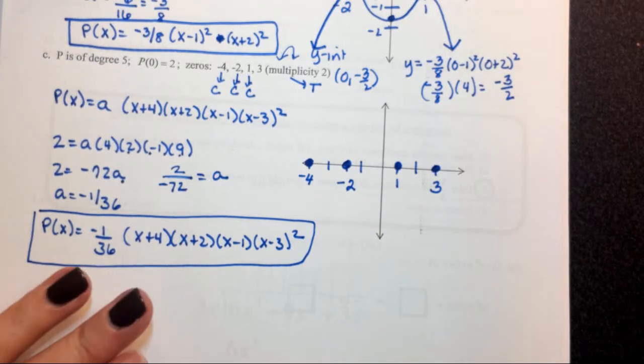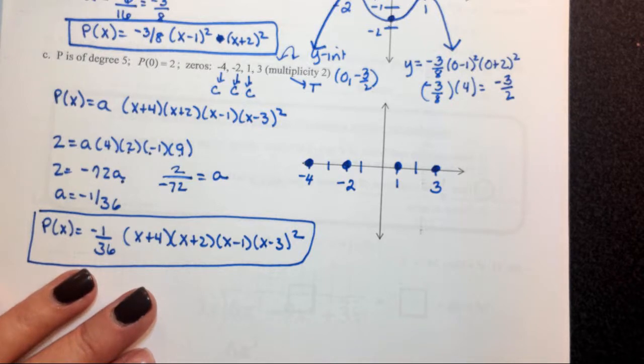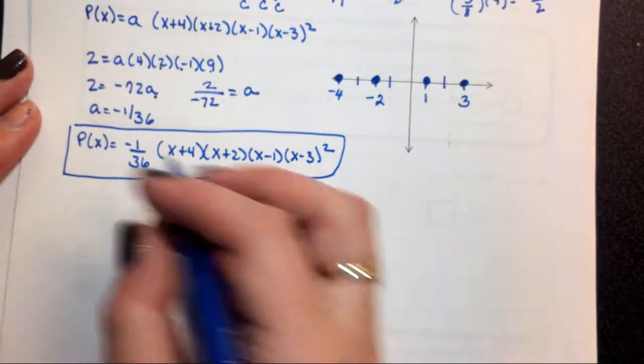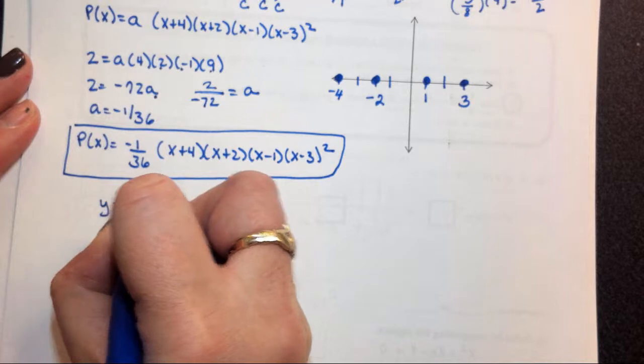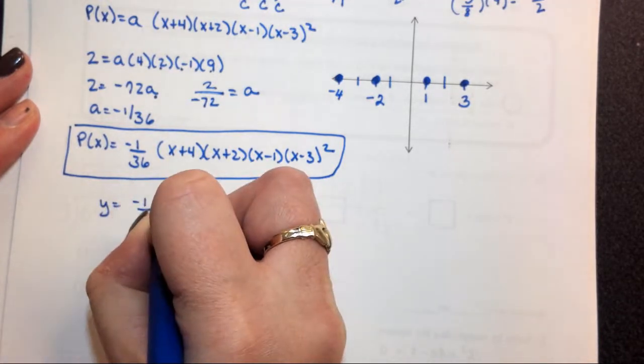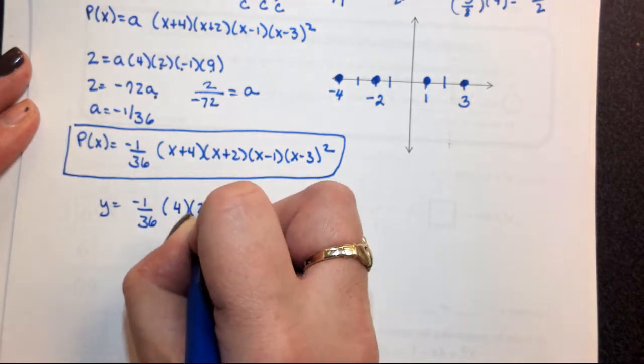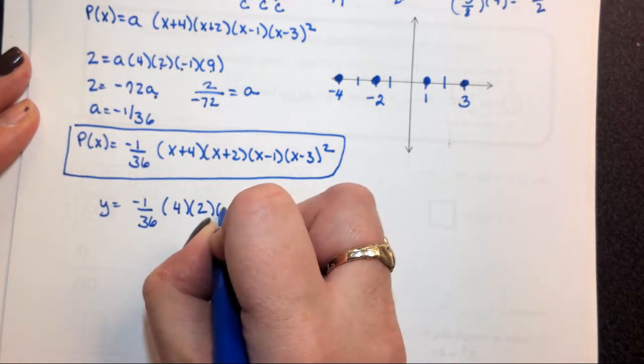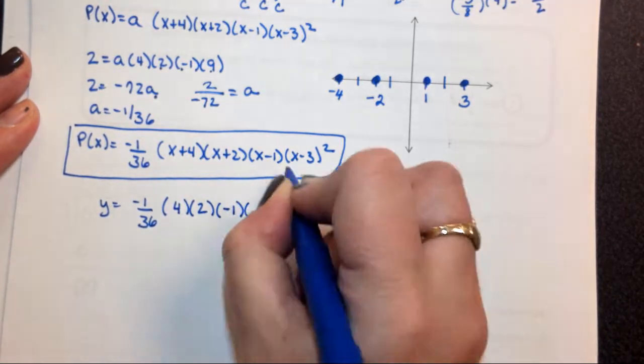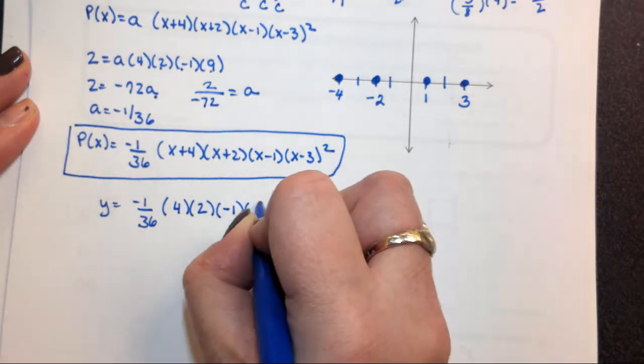What's the last piece of information I need to help me come up with a good graph? Y-intercept. So again, y is going to be equal to -1/36 times 0 plus 4, which is 4, times 0 plus 2, which is 2, times 0 minus 1, which is a -1, times 0 minus 3, which is -3, and -3 squared is 9.